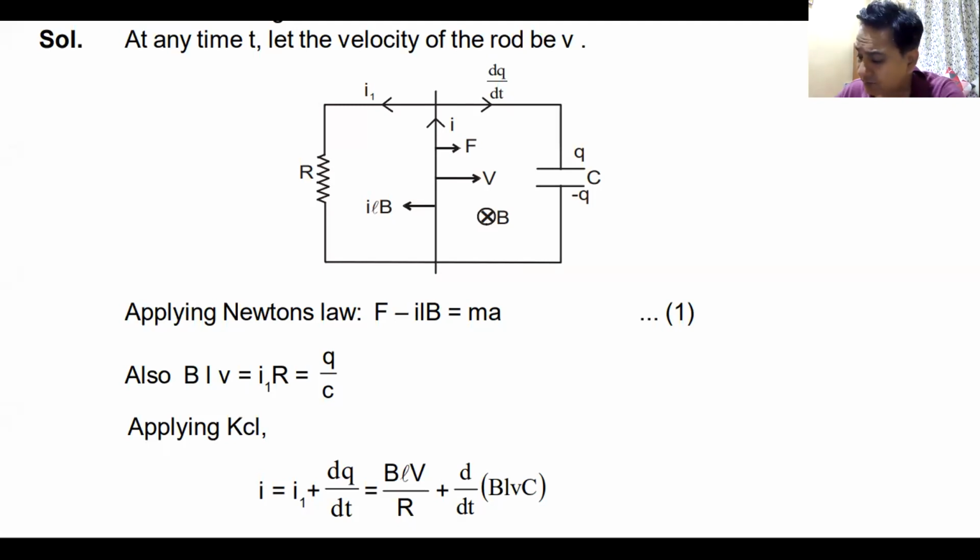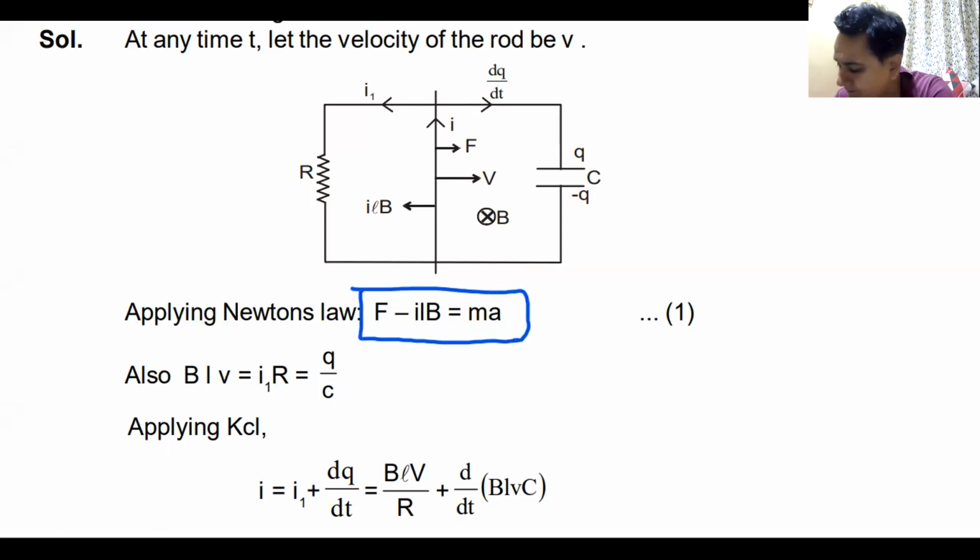So basically, again, the equation is same, right? F minus ILB is equal to M into A. Do we understand this? Yes, sir. I is the current in this rod. Now, how do I find the current in this rod? Remember, this rod does not have any resistance. So the EMF developed will be B into V into L. Yes or no? Yes, sir.